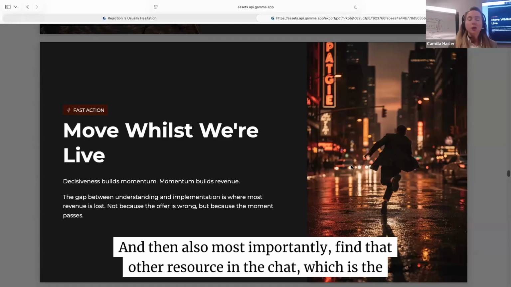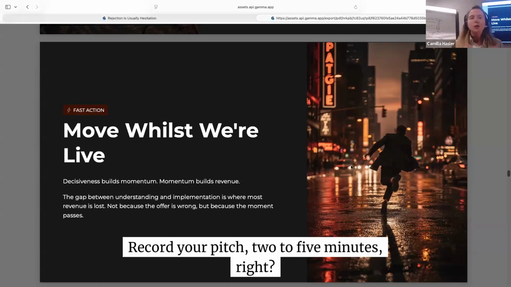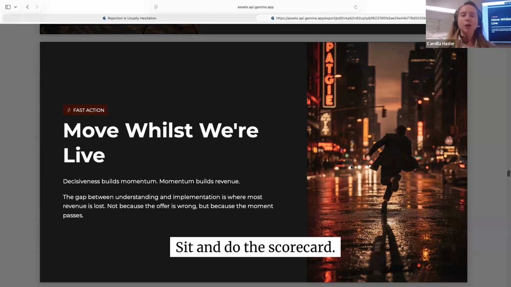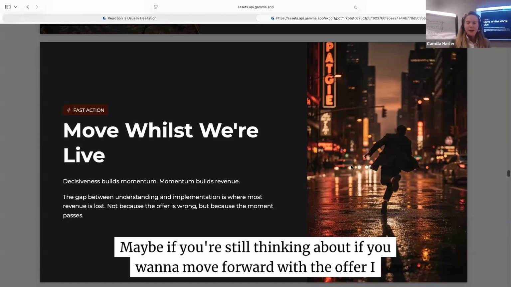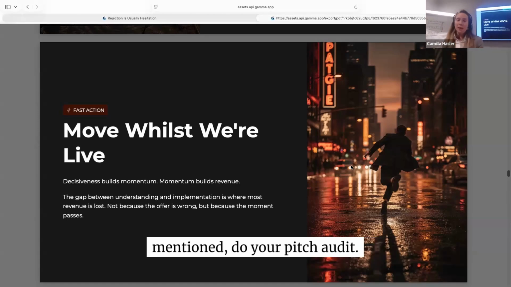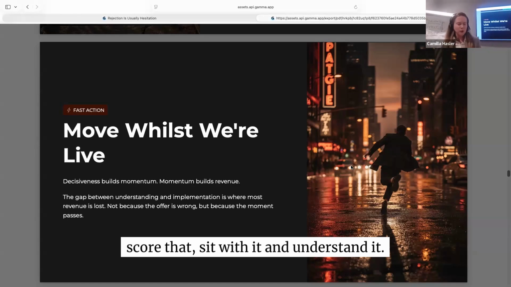And then also, most importantly, find that other resource in the chat, which is the audit. Record your pitch, 2 to 5 minutes, right? Sit and do the scorecard. Maybe if you're still thinking about if you want to move forward with the offer I mentioned, do your pitch audit, score that, sit with it and understand it.